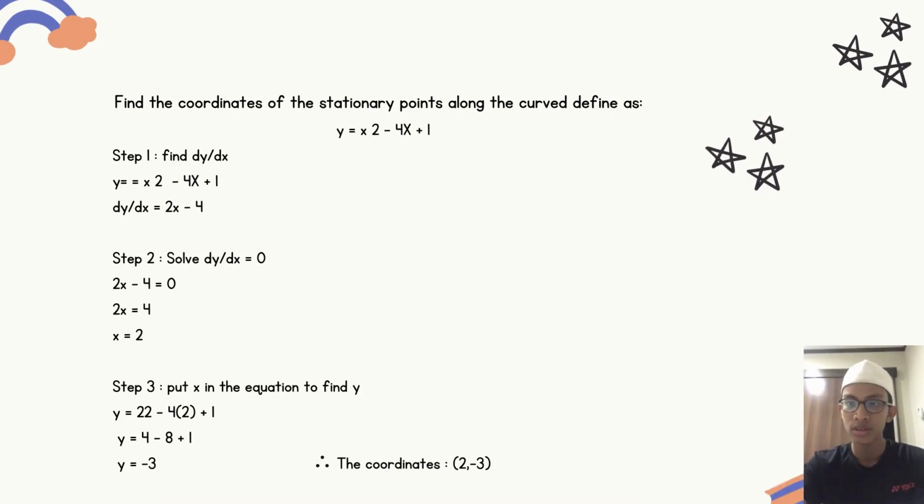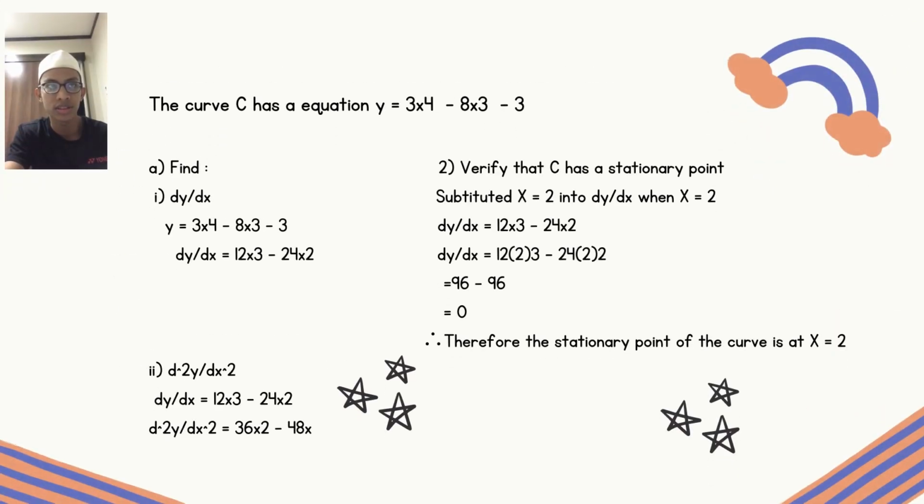The question asks to find the coordinate of the stationary point. The equation given is y equal to x to the power of 2 minus 4x plus 1. The first step we need to do is differentiate the equation. After we finish differentiating it, we equate it with 0, and we can find the x value, and the value of x will be 2. Step 3 is we need to put the value of x, which is 2, into the first equation to find y. And we will get y equal to negative 3, so the coordinate of the stationary point is (2, negative 3). So now let's move on to the next question.